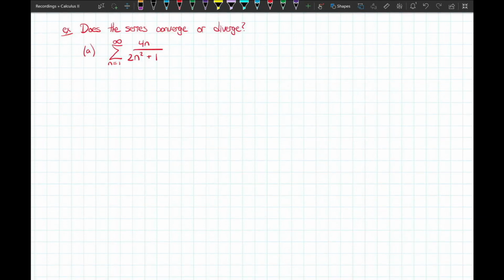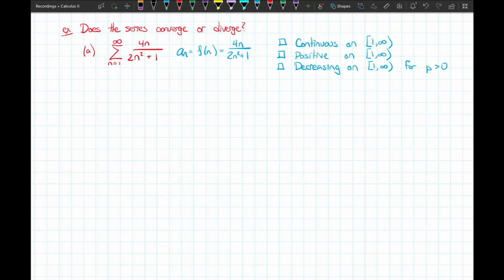Let's take a look at the series from n equals 1 to infinity of 4n over 2n squared plus 1. It looks like something that we could easily integrate, but we just want to make sure that we always have the conditions being met. As before, this is continuous. It's positive. It may not be quite as obvious to see whether or not it's decreasing, though.